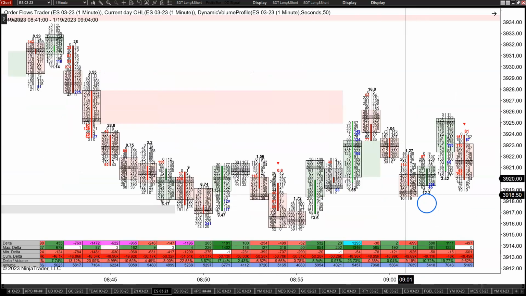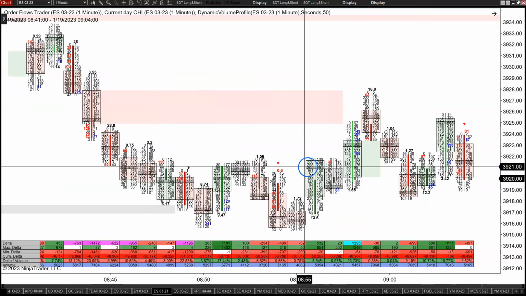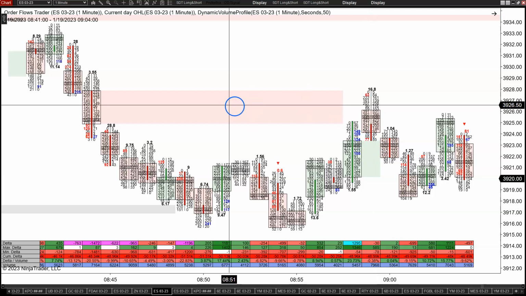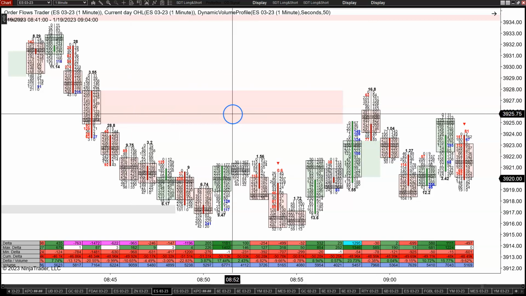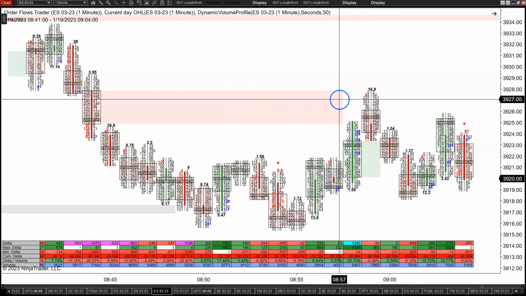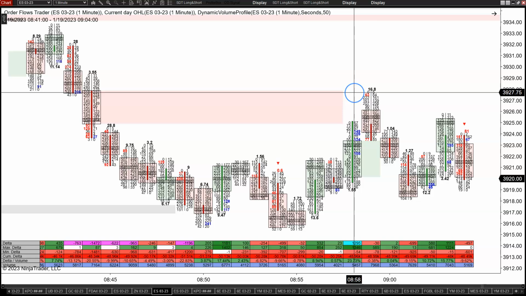Then it starts to go sideways. Then you're going sideways in here. You get one here, a bullish one. Now again, I'm looking at this as potential resistance now. This could be potential support. You can see how it trades right up to the value area high.